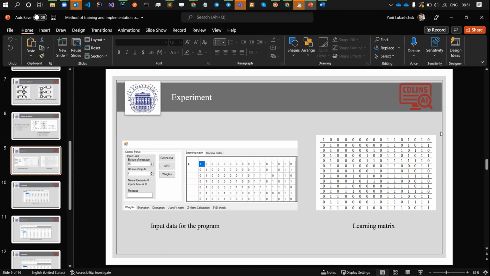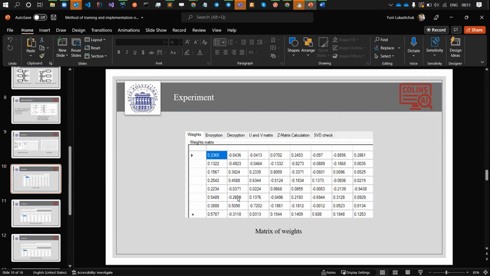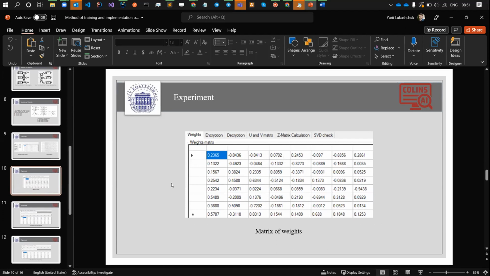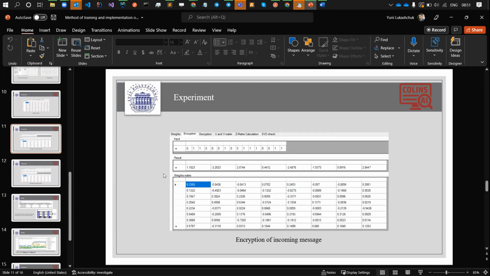Next, on this screen, you can see how, according to the formulas that I showed you before, we calculated and found a matrix of weights. Then we use this matrix to first encrypt the input message. On the top of this image is the message that the user enters. According to the weights matrix we have, we get such an encryption result. So it's an encrypted message.